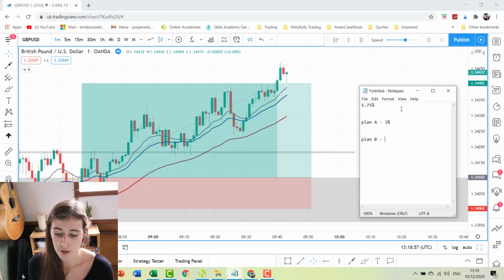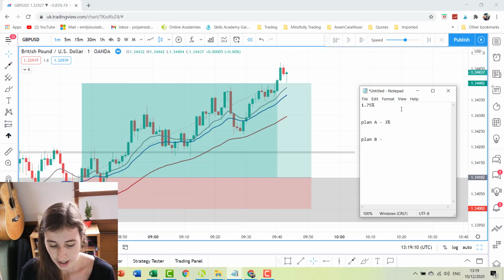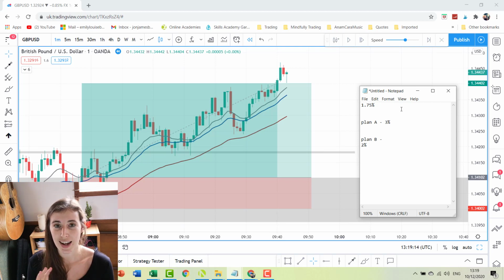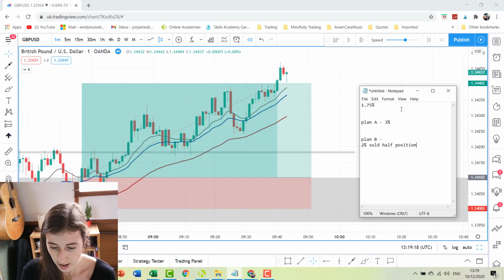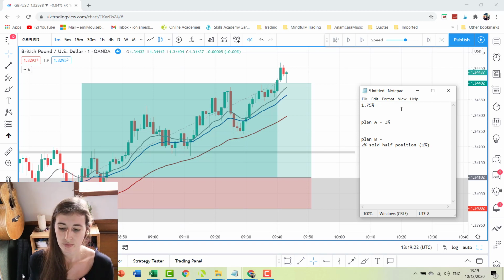So I was trying to think of different ways I could have managed this better. And obviously plan A would have been my original trade plan of just letting the trade run until 3%. Then I thought about what I could have done on plan B. And plan B, I guess, when I hit 2%, which was the other target I was considering, I could have sold half of my position. So this would have given me 1% profit already.